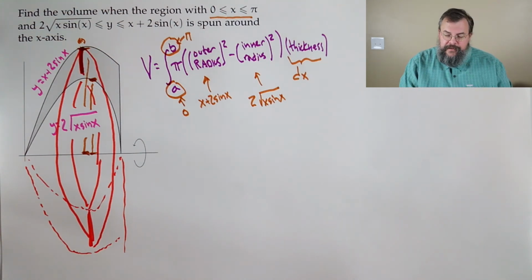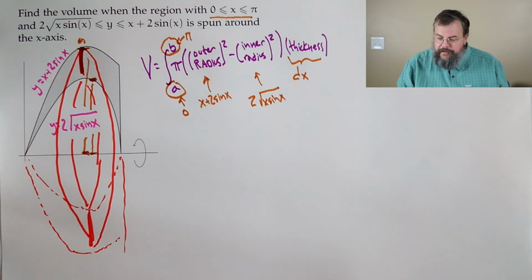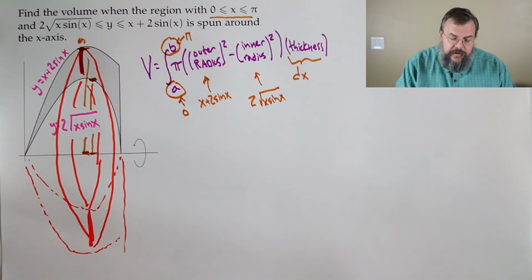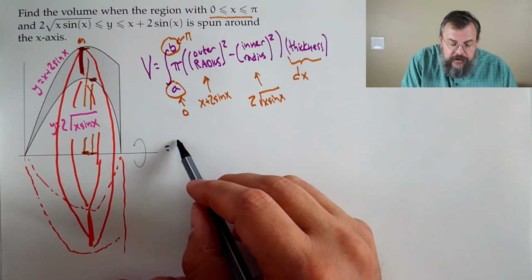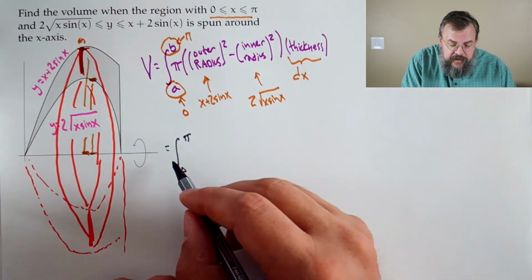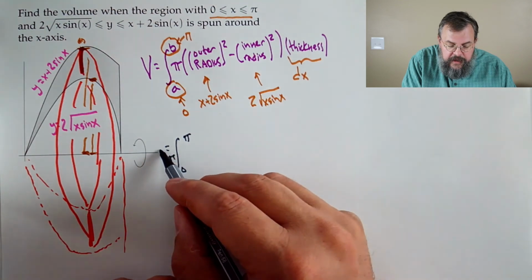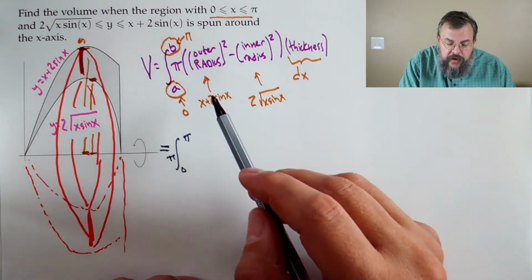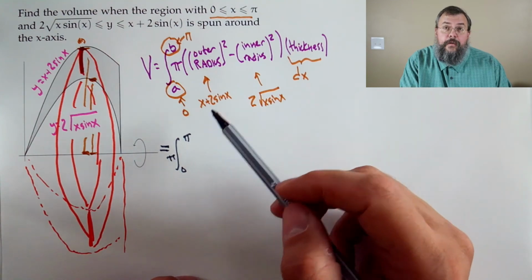So what do we have? Well, we now have the following. So this is equal to the integral from 0 up to pi. Now this pi is a constant. I can go ahead and pull it out in front. All right. So we have x plus 2 sine x quantity squared.